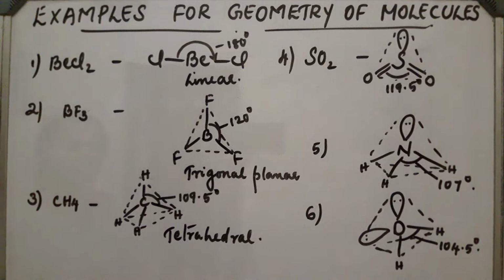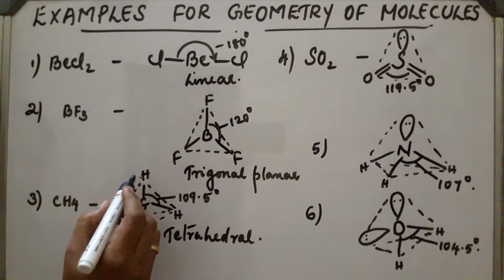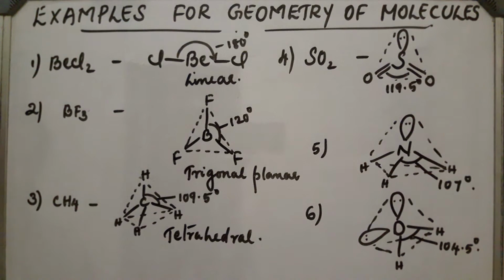Next, third compound is CH4. Here, carbon is the central atom and it is surrounded by four hydrogen atoms. The geometry of the molecule is tetrahedral, and the hydrogen atoms occupy space such that the bond angle is 109.5 degrees. In all these three cases, there is no lone pair of electrons on the central atom.